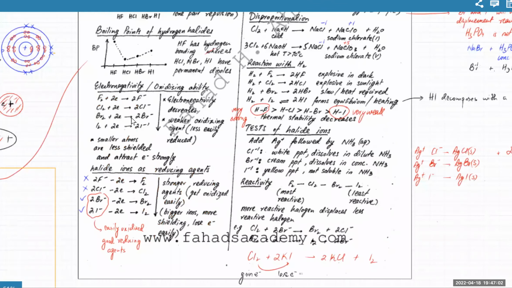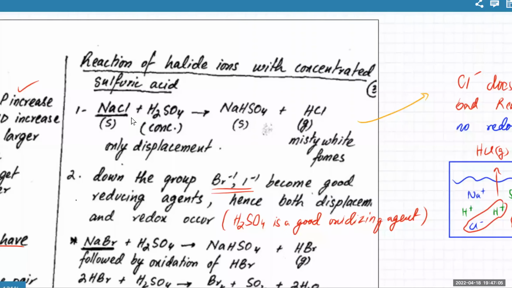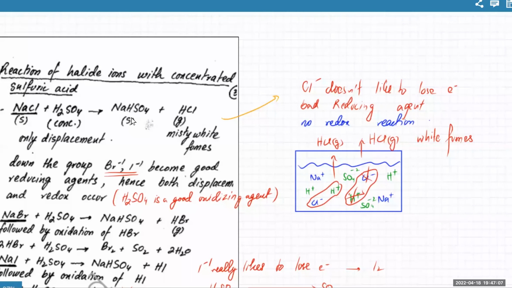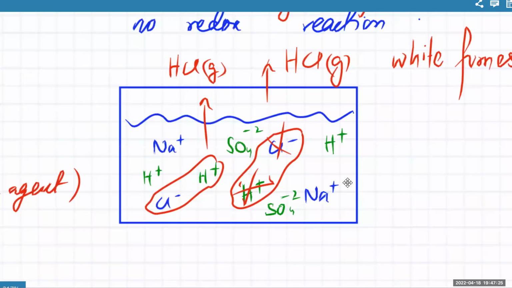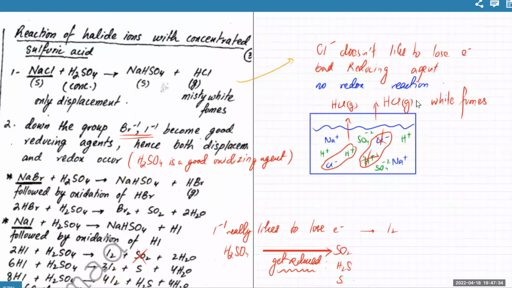So what happens is when you add NaCl to H2SO4, which is an oxidizing agent, but Cl-1 does not like to lose electrons. It's a bad reducing agent, so no redox reaction happens. The only thing that happens is that when you mix H2SO4 and NaCl, the H+1 and the Cl-1 ions might combine to form HCl gas, and you would see white fumes of it. So there's going to be a displacement reaction, but no redox.